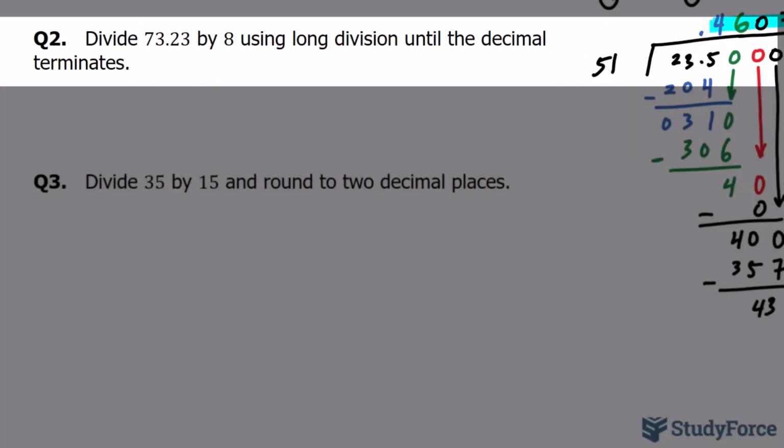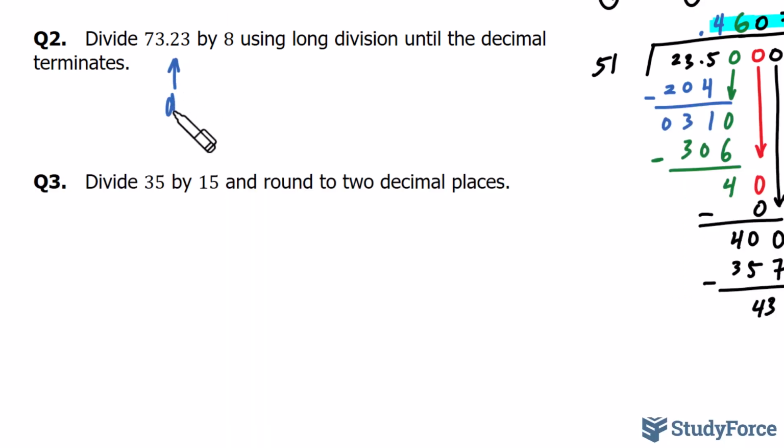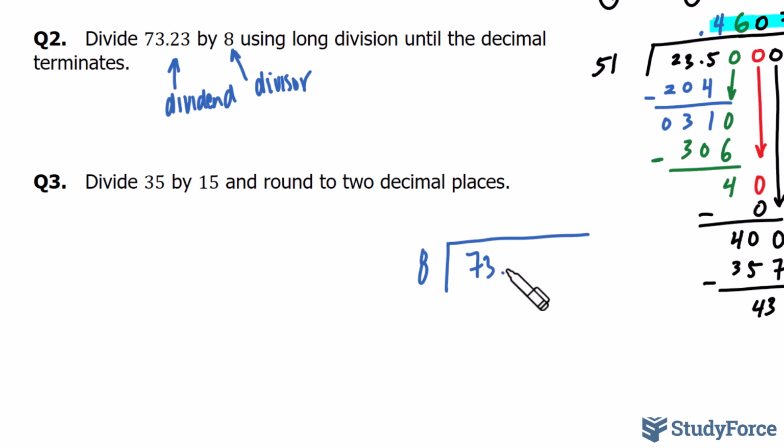Let's do the next example. Divide 73.23 by 8 using long division until the decimal terminates. Just as before, we know that this will be our dividend, and that number will be our divisor. Let's place them in the right position. We have 8 in that position and 73.23 inside there. How many times does 8 fit into 7? It doesn't. So we take into account both digits. 8 fits into 73 9 times, or a maximum of 9 times. And don't forget that it's followed by a decimal point. 9 times 8 is 72. If we subtract those two values, we end up with 1.